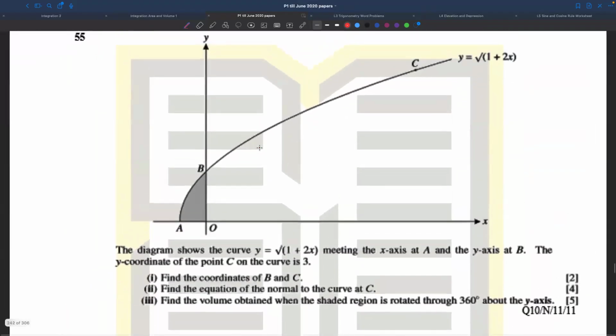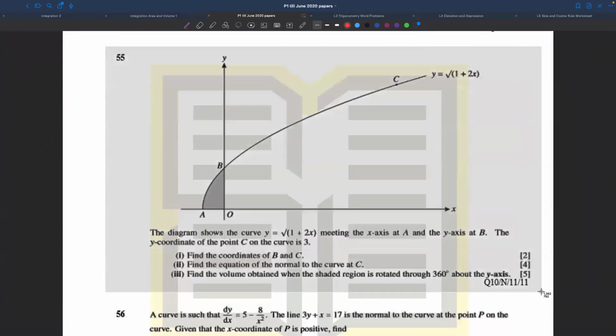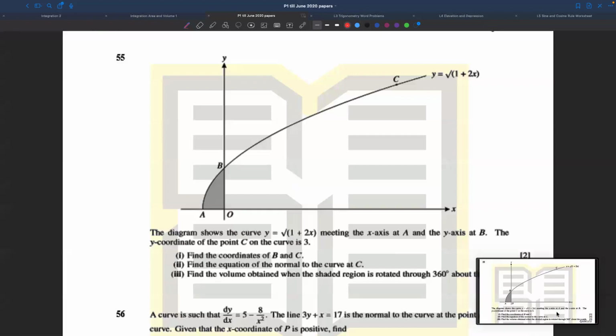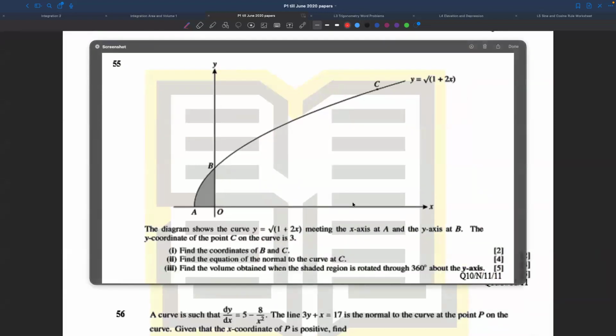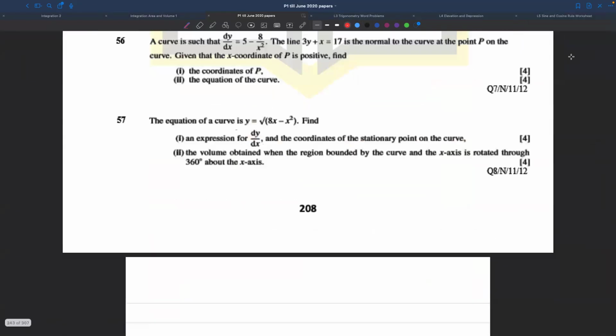ठीक है? Okay. So ये वॉल्यूम वाला क्वेश्चन आ गया है. ये देखो 11-11, 12-12 मार्क के डायरेक्ट इंटीग्रेशन क्वेश्चन आते हैं in the exam. They are the lengthiest normally. ठीक है? So let's do this question as well.